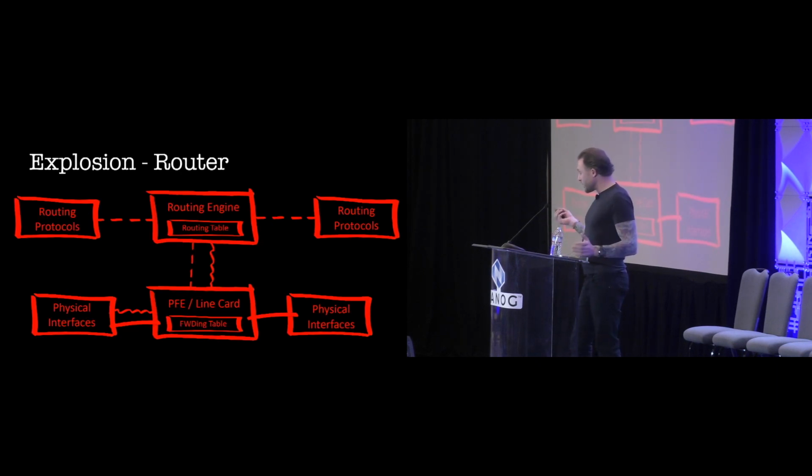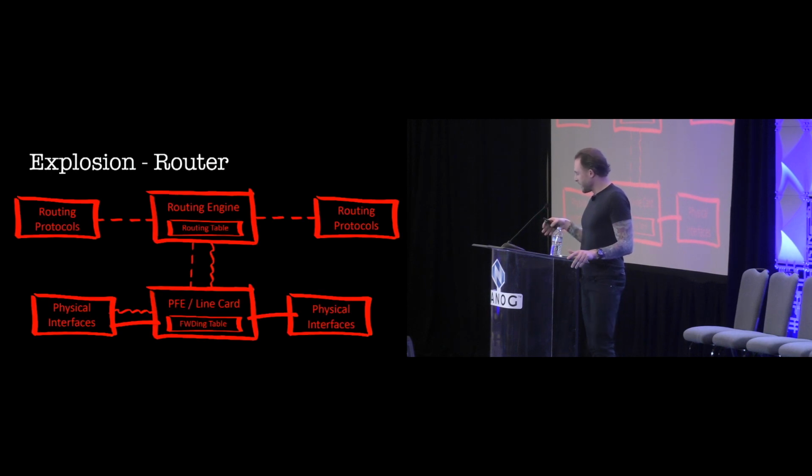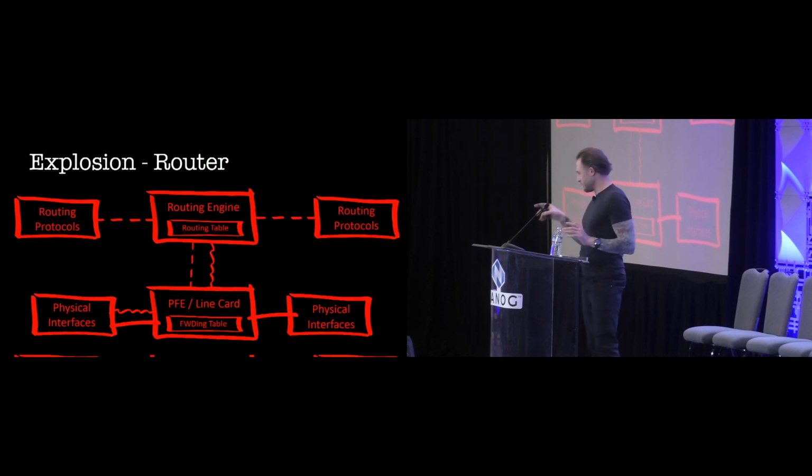So to illustrate that, this is essentially what a router looks like. We've got routing protocols that are feeding information into the routing engine, which maintains a routing table. It's then feeding information out through routing protocols to other devices. It's also talking to the PFEs or line cards, which are holding their forwarding table, right? The FIB is down there, and they're using that to connect to physical interfaces to make the whole thing work, right? It's essentially how this all works.